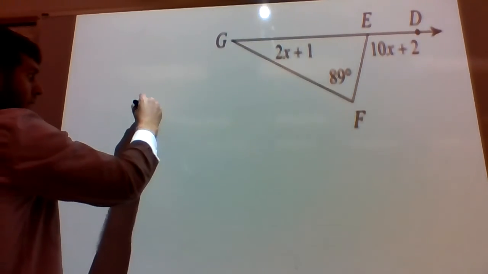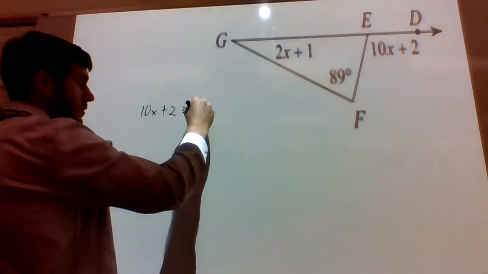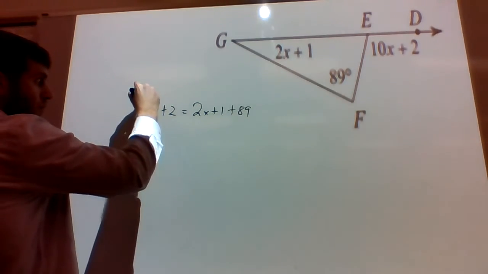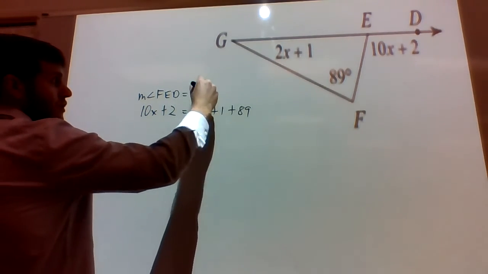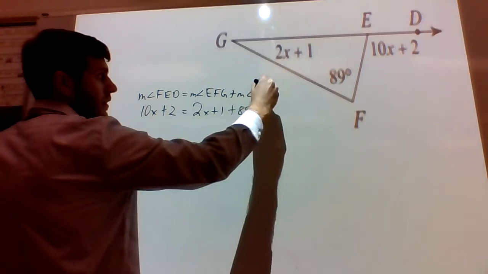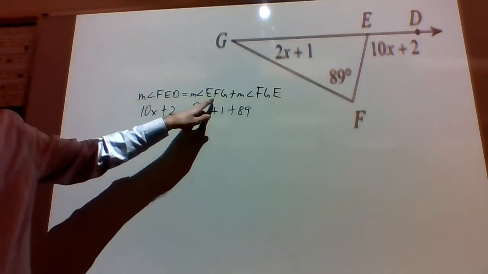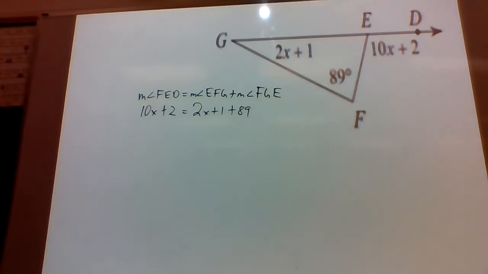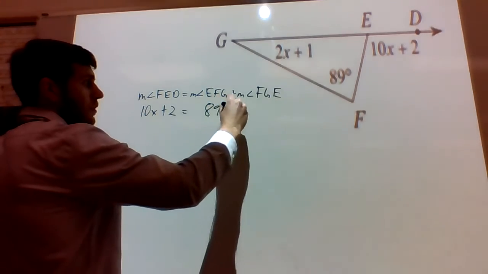Again, our exterior angle is 10x plus 2, and that's going to equal 2x plus 1 plus 89. Okay, if we want to be thorough, we want to write our angles in. So the measure of angle FED equals the measure of angle EFG plus the measure of angle FGE. Okay, FED, E is the vertex. E, F, G, F is the vertex. F, G, E, G is the vertex. Okay, and then I have this backwards. So it'd be 89 plus 2x plus 1.